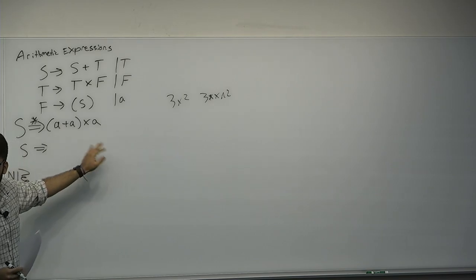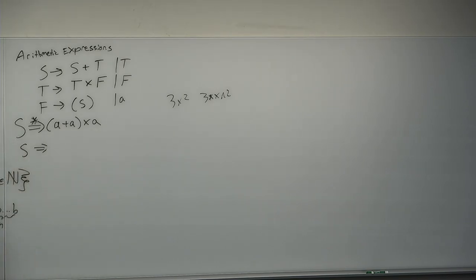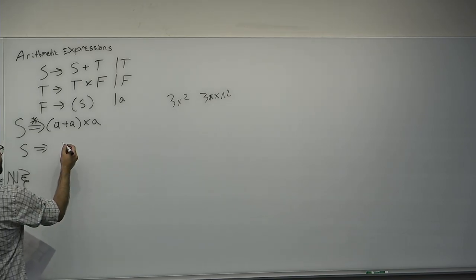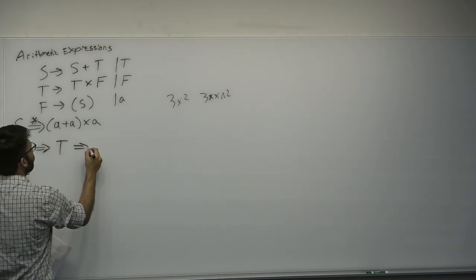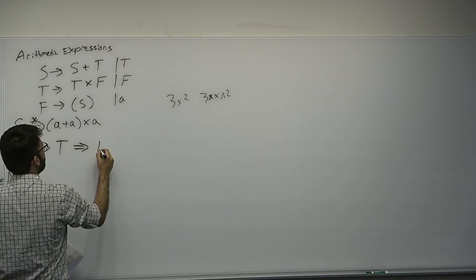Wait, Professor, wouldn't there just be an infinite amount of S's in this? Oh, I just choose not to take T. Oh, my bad. I didn't see the T. So I'm going to go S goes to T. I'm going to speed run to the multiplication. And then T is going to go to T times F.